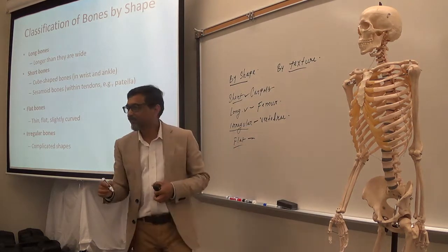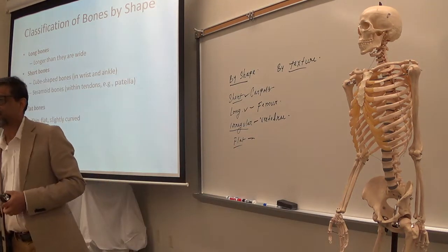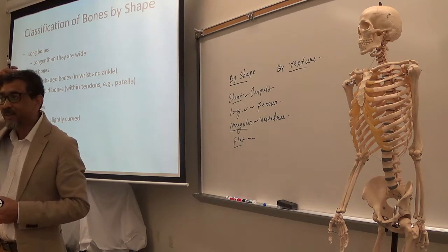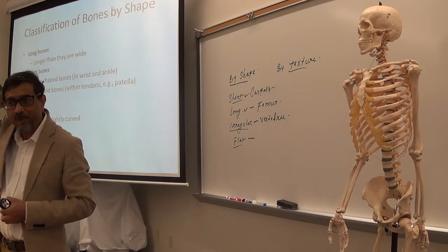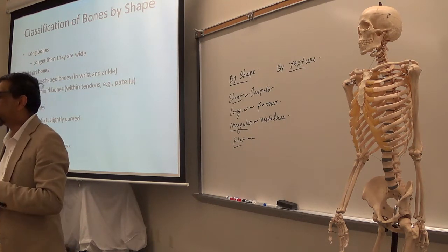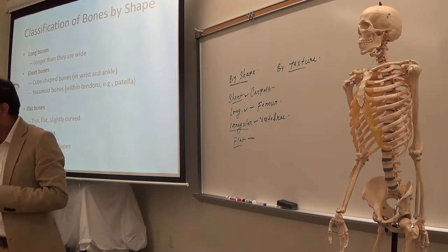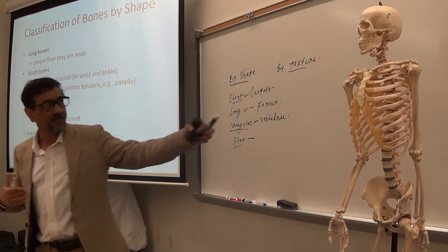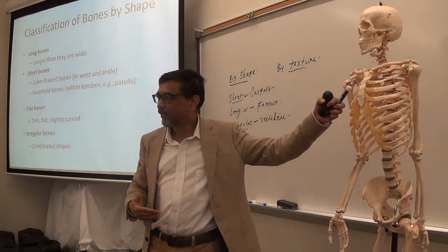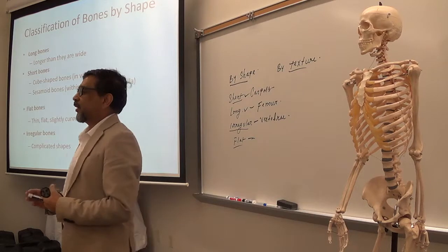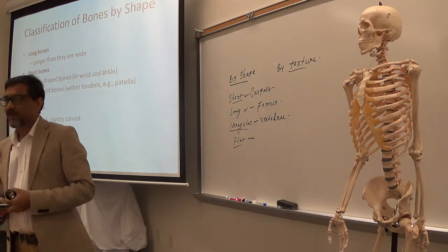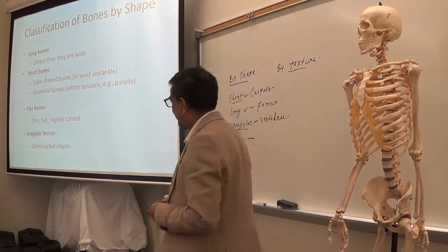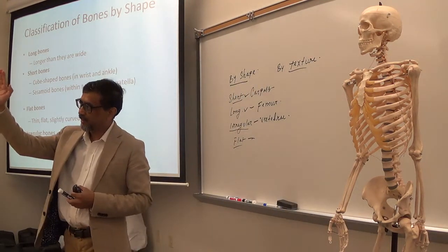Flat bones. Give me an example of a flat bone. Ribs. Cranial bones, right? Your parietal bone, occipital bone, those are flat, right? Flat bones are flat but slightly curved, like this. Sternum, another good example, right? Sternum, this one is a flat bone. Make sense? So cranial bones, sternum, those are good examples of flat bones. They are flat and slightly curved.